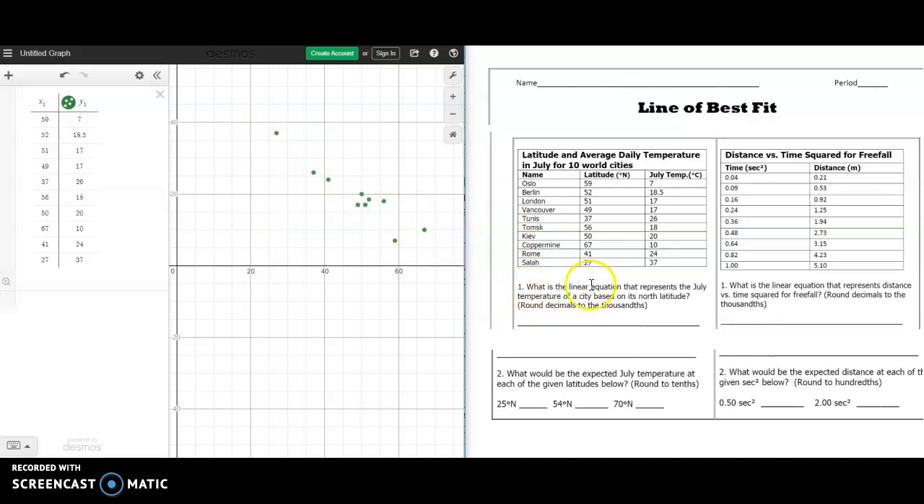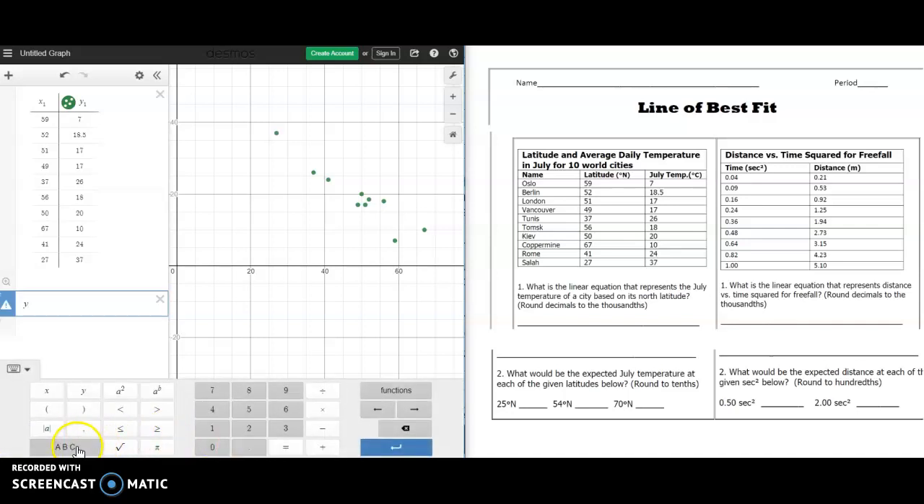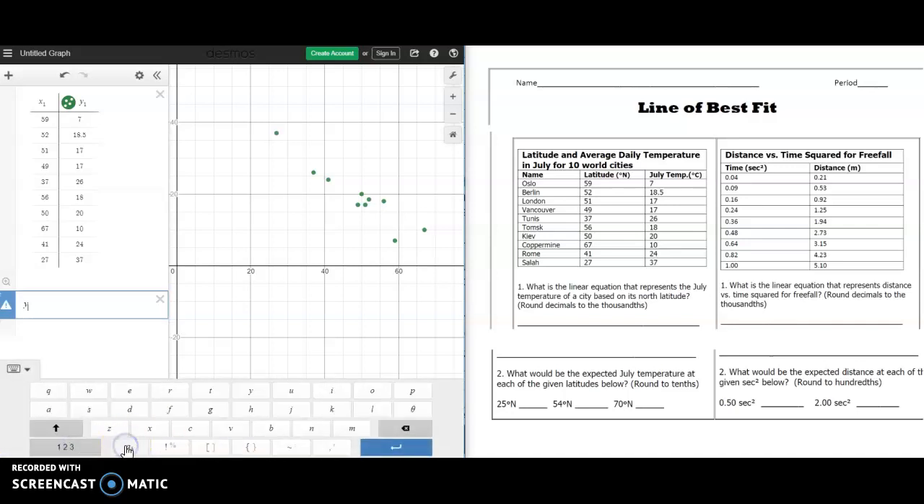And we are trying to find what is the linear equation that represents the July temperature of the cities based on the north latitude. Round the decimals to the thousands, so round to 3 decimal places. So we need to come up with our equation, so I'm going to add another tab here. We talked about how our y in this case is y1, so that's exactly what we have to type in here. We have to type in y, and to get the subscript, you can press the keyboard on the bottom, y subscript 1. And again, we are approximating the equation.